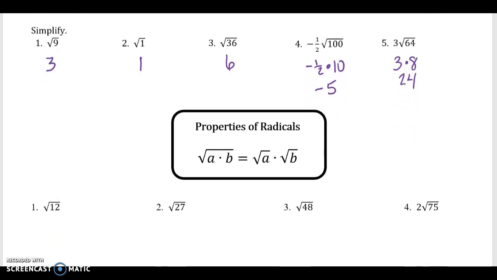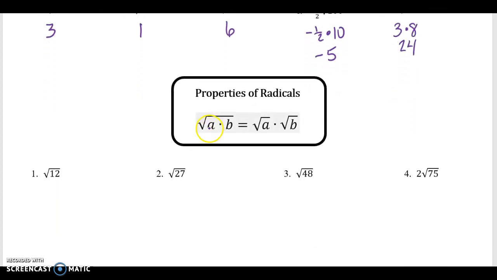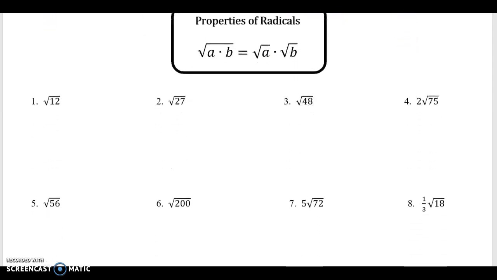We did this in our journal the other day. When you have inside of a square root or a radical, a times b, you can factor that into the square root of a times the square root of b. So you can factor what's in here that might be multiplied together into two separate radicals. And that's what we're going to be focusing on today.